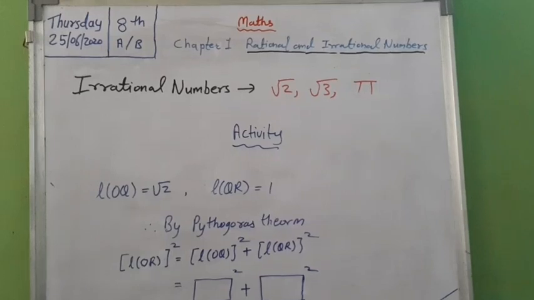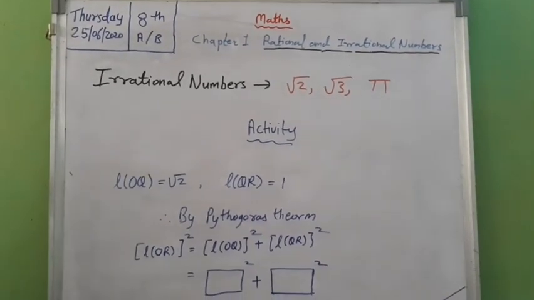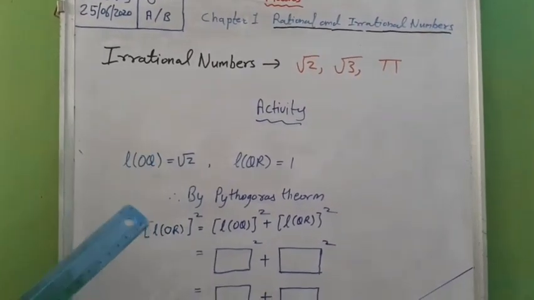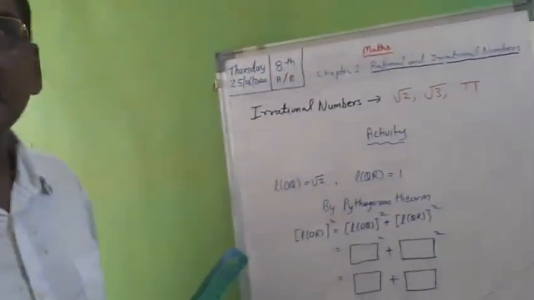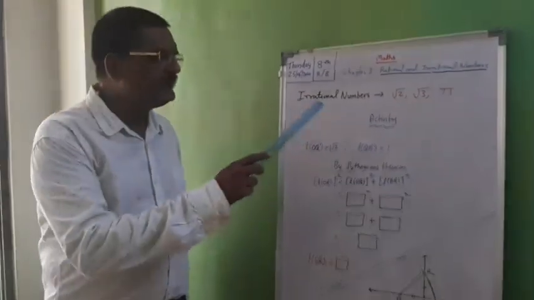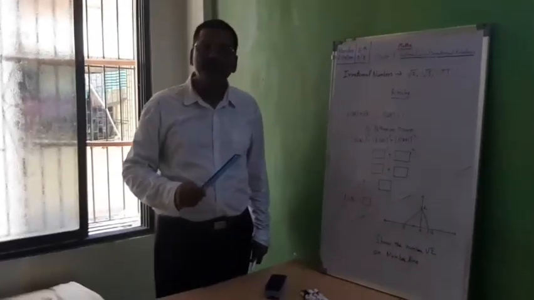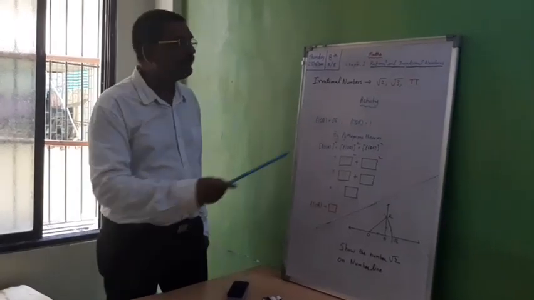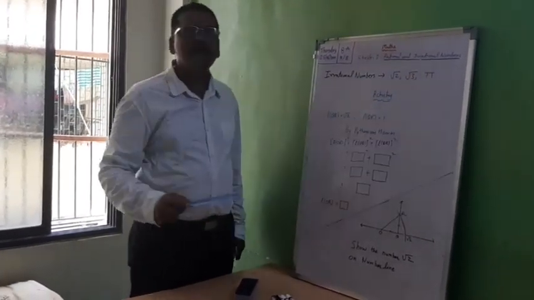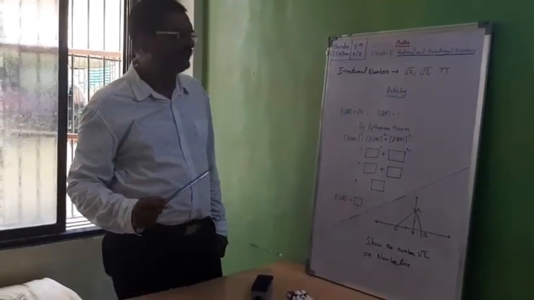Pi is a Greek word introduced this year. When we are finding the area, perimeter, or circumference of a circle, we need the value of pi. We always take the value of pi as 22/7, but pi is actually an irrational number. This is an example of an irrational number.